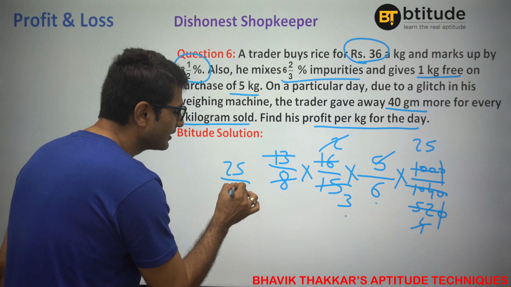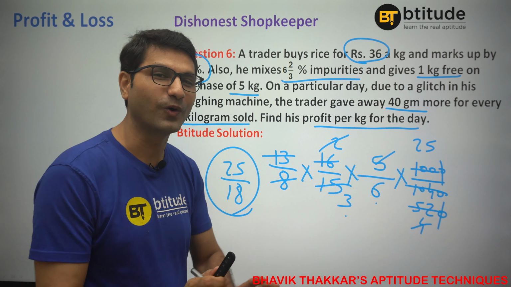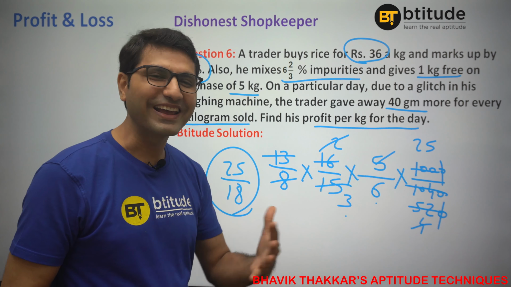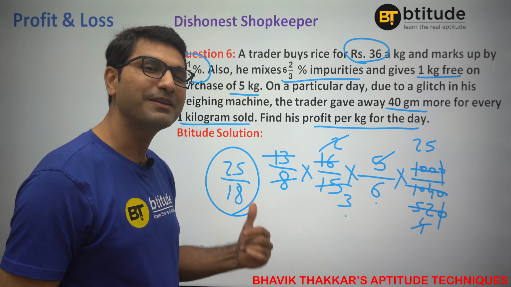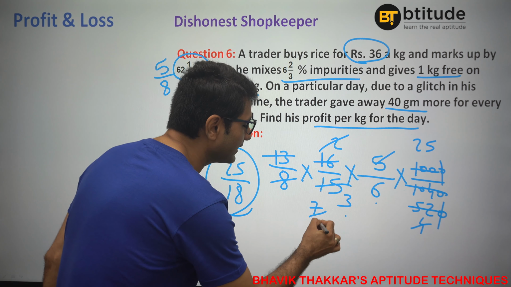25 by 18. What does this mean? What does 25 by 18 mean? Does that mean this is a profit? No. That means minus 1, as we have been doing now. 25 by 18 minus 1 is 7 by 18. So your profit is actually just 7 by 18.